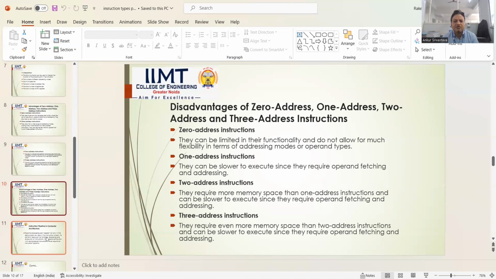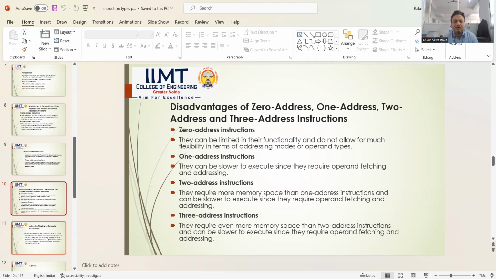They can be slower to execute since they require operand fetching and addressing. Now, what is this operand fetching? Let's suppose we are given C is equal to A plus B. Now, what are operands? A and B are the operands. Now, these operands must be fetched. It is done with the help of the instruction cycle.